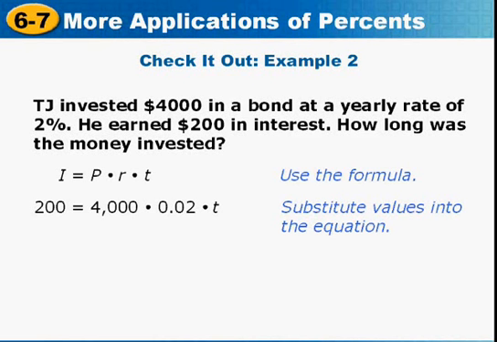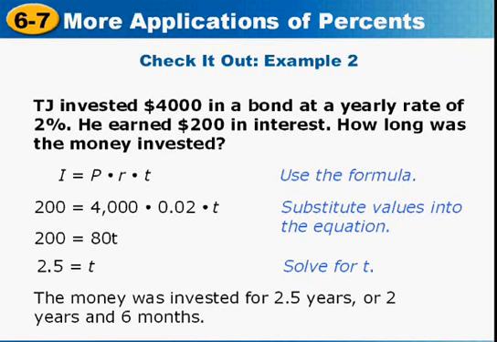I is interest. We know it. It's $200. The investment was $4,000, and the interest rate, the yearly rate, was 2%, so 2/100ths, and we don't know the time. So we just plug stuff in. It's just like a surface area formula or a volume formula, et cetera. You just plug it in as you know it. 4,000 times 2/100ths is 80. So we get 200 equals 80t. Inverse operation is division. And we get 2.5, or 2.5 years, or 2 years and 6 months.